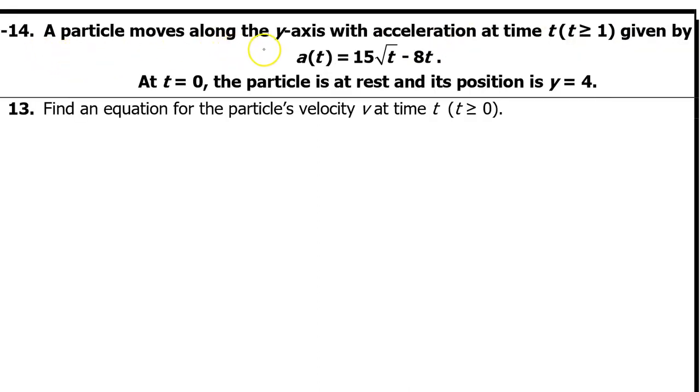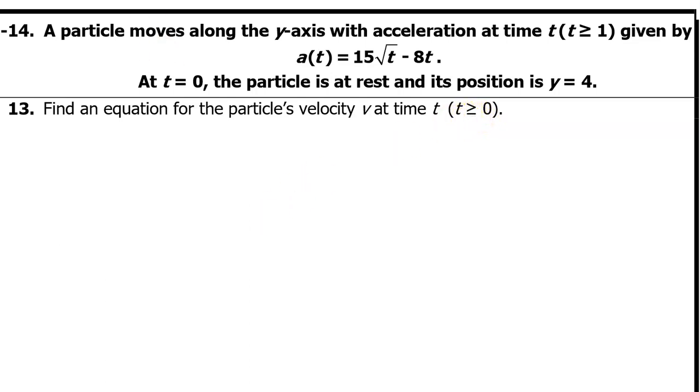A particle moves along the y-axis with acceleration at time t greater than or equal to 1 given by this function. At t equals 0, the particle is at rest, and its position is y equals 4. Find an equation for the particle's velocity v at time t, t is greater than or equal to 0.